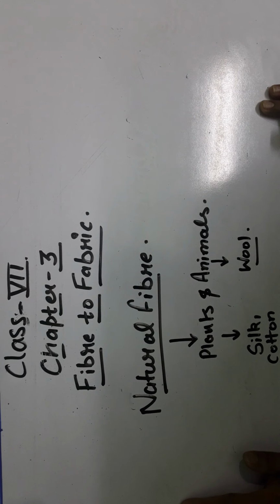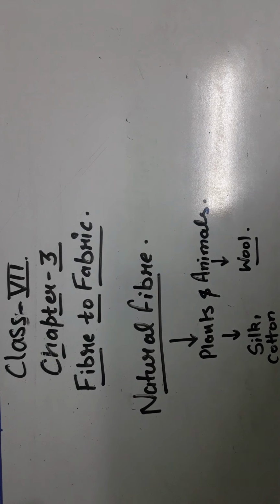We are using different types of cloths. We wear cotton shirts in summer. Our mothers wear silk cloths. So these are the different fabrics which are made up of different fibers, and these fibers are called natural fibers.